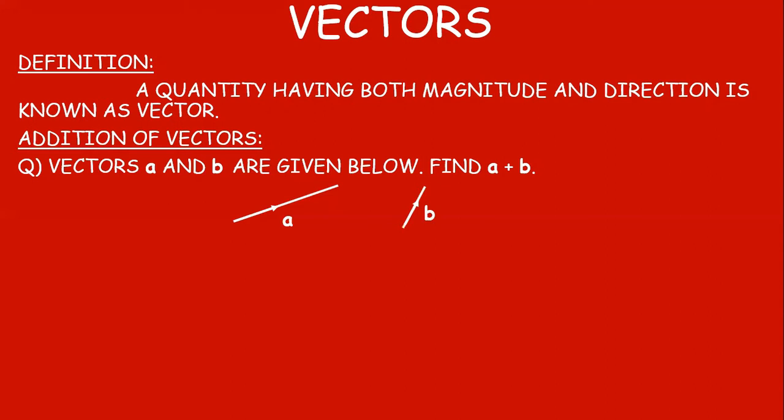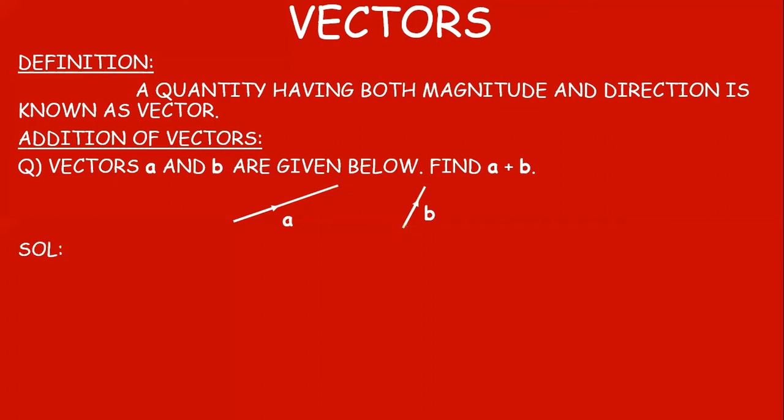The rule for adding vectors is we will put the tail of one vector, this one is the tail of B, at the head of the other vector without changing their directions. This one is the method to find the resultant, to add the two vectors.